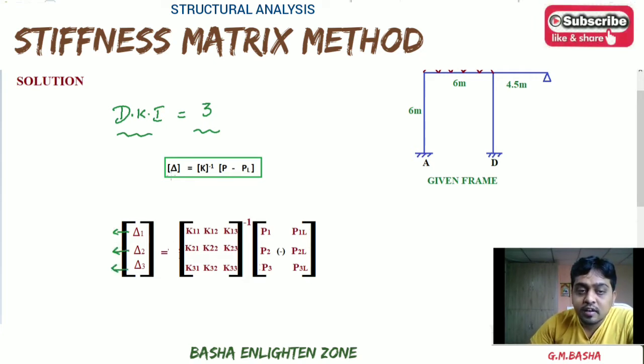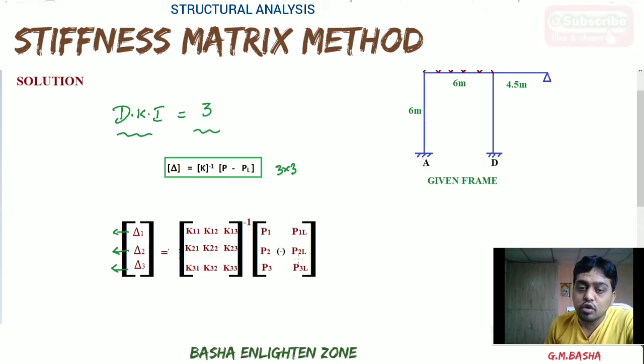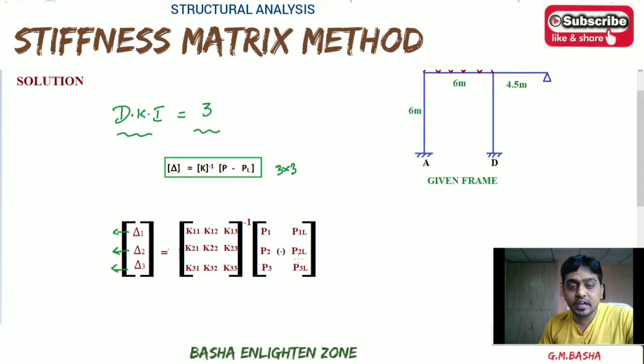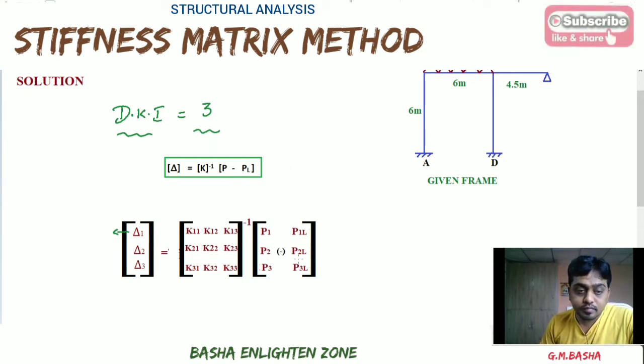So this general equation can be simplified in the form of 3 by 3 matrices. See here K: K11, K12, K13, K21, K22, K23, K31, K32, K33, and this P for P1, P2, P3. These 3 are the external forces, and this PL means P1L, P2L, P3L, forces based on the applied loads. Okay. So I will explain each and every term. Here our unknowns are the displacements. Here we are going to find this delta 1, delta 2, delta 3.